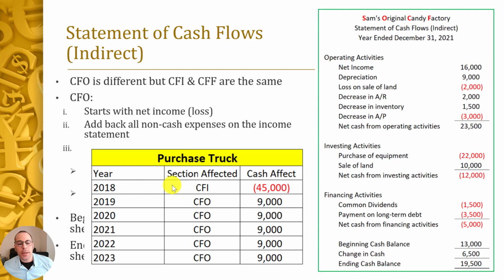Sam purchased a truck in 2018, and he spent $45,000 on that truck. So if we looked at the 2018 statement of cash flows, we would see in the investing section a cash outflow of $45,000. But Sam cannot report the entire $45,000 expense on the income statement. He has to depreciate the truck over 5 years. So $9,000 a year for 5 years. So that's why depreciation is a non-cash item, because the cash occurred in 2018, but then in future years, we have to add it back, because if we didn't add it back, it would be double counting.